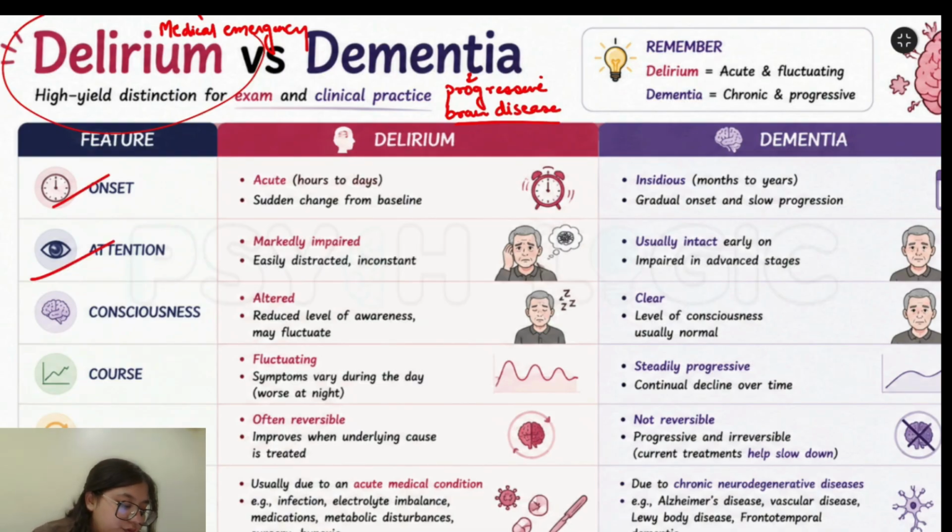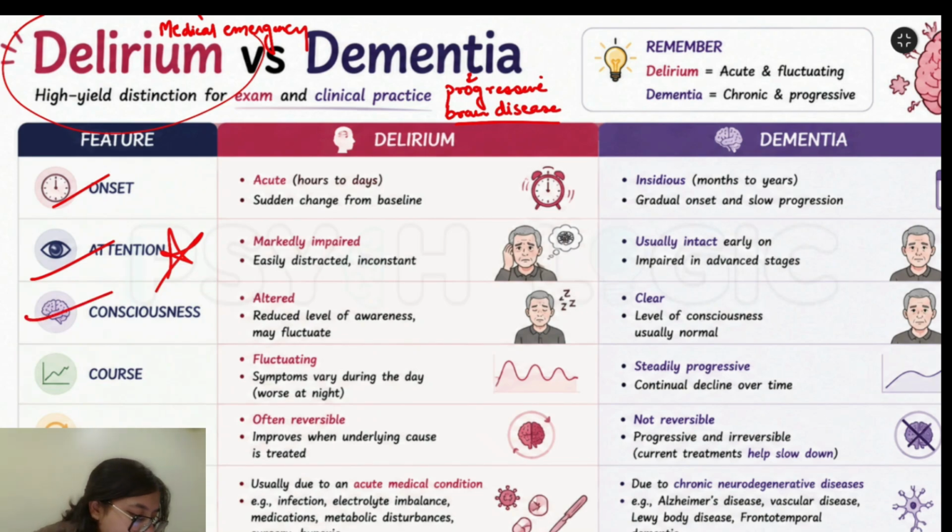Then we have attention. It is one of the most significant clinical differences and is important. In delirium, attention is very impaired. The patient cannot focus. You ask a question, they look away. If you ask them to count backwards, they forget it. They become very distracted. While in dementia, attention is usually preserved. They might forget their own name, but they will still pay attention to the conversation.